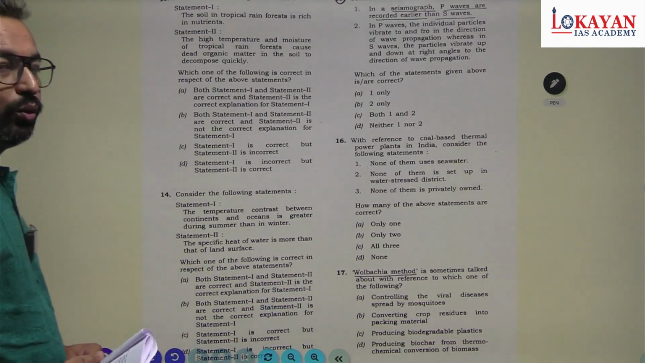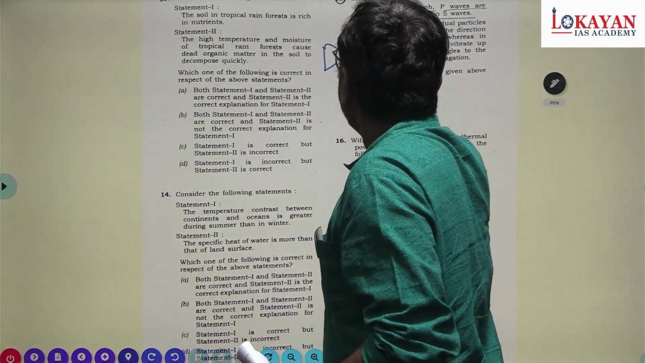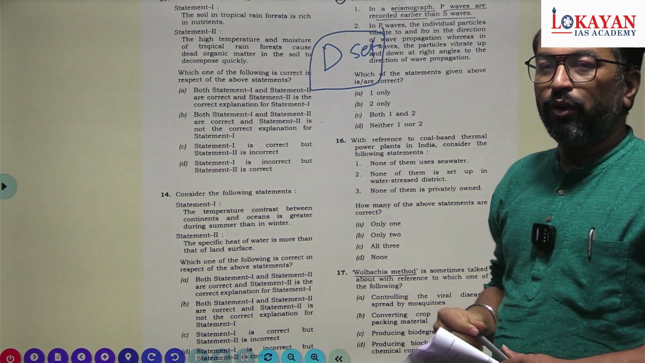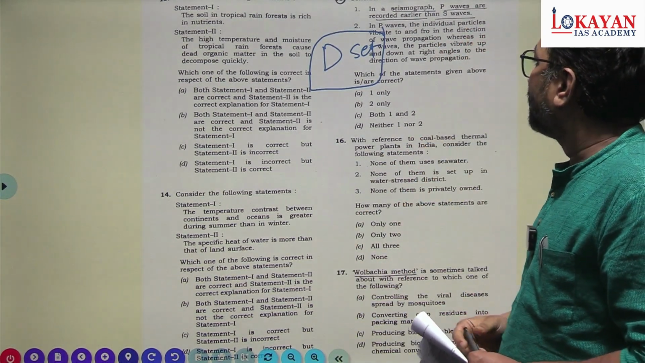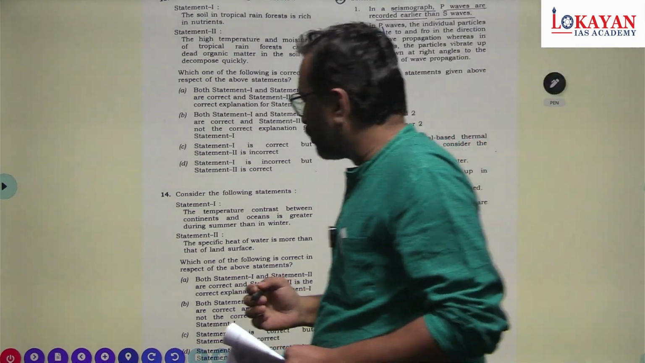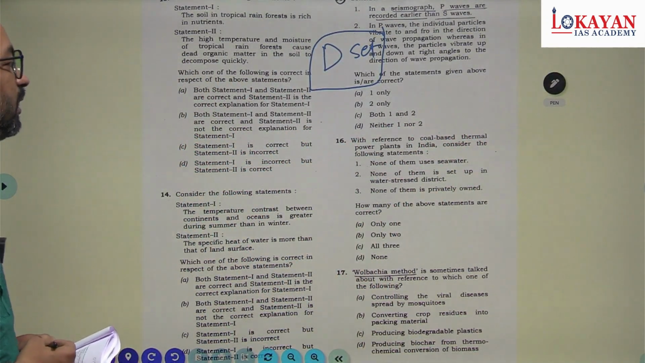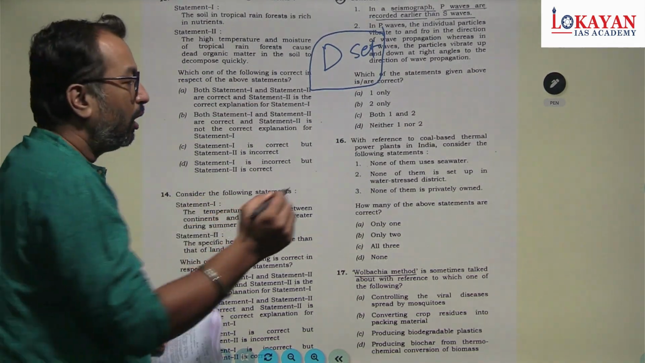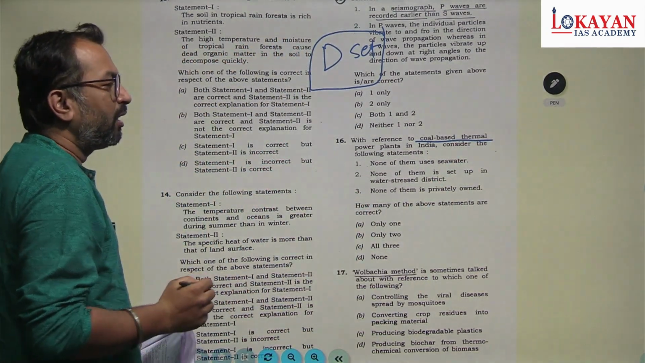So let's see what the first question from the science and tech part was. I am referring to the D set of the UPSC preliminary paper. So if you have another set in your hand, then check the questions accordingly. In D set, question number 16 was: with reference to coal-based thermal power plants in India, consider the following statements.